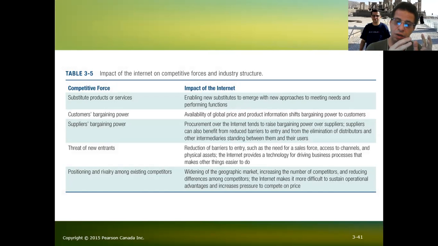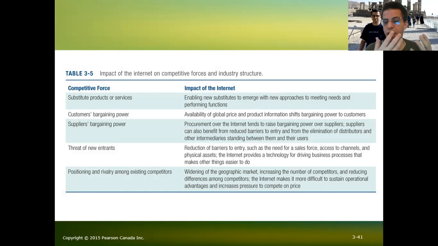In the case of suppliers' bargaining power, as we said, procurement over the internet tends to raise the bargaining power over the supplier, but the supplier can also benefit from reducing the barrier to entry and from the elimination of distributors and other intermediaries standing between them and their users. In the old days, you might have a local representative who can help you on the ground to sell. Now, because of the internet, you don't need that much local representation. You can sell directly also.